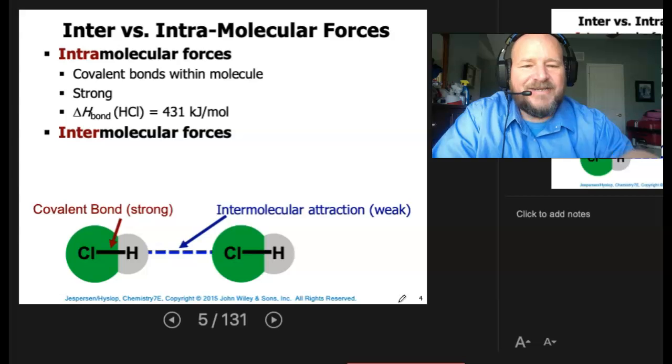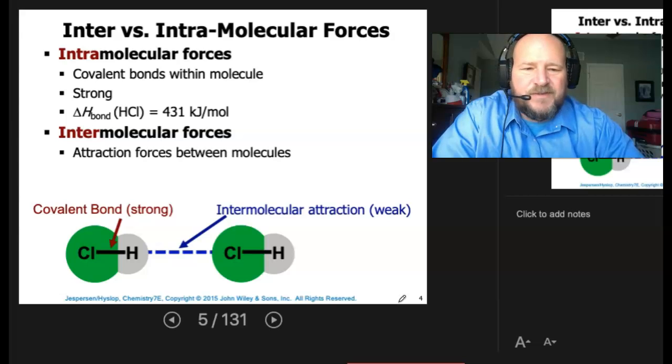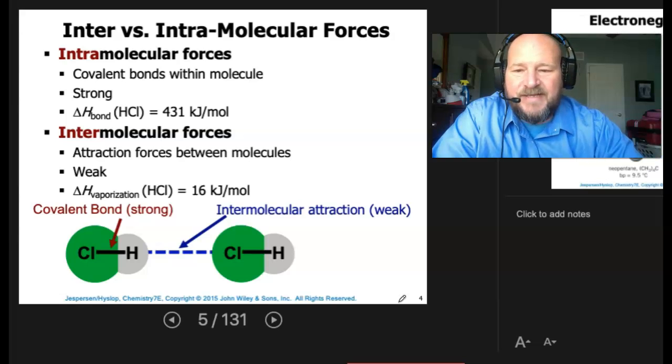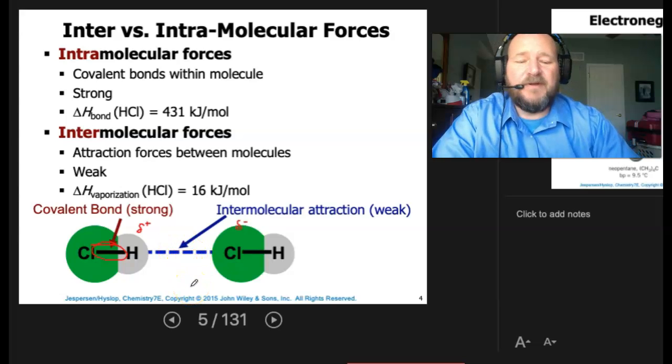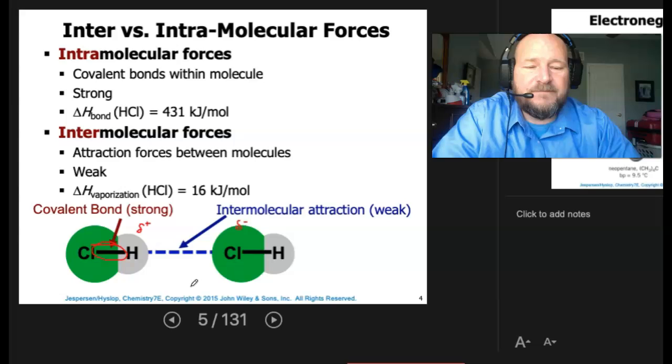Now there's also going to be intermolecular forces. Now this is again the forces between two different molecules. The attraction forces between the molecules is typically going to be weak. And in the same compound, HCl, that's been vaporized, it's 16 kilojoules per mole. Okay, so in other words, what we're saying is the covalent bond between the two is very strong. Then we have that partial plus, partial minus interaction, and that's going to be a little bit weaker of an interaction. Still there, but weak compared to the bond itself.